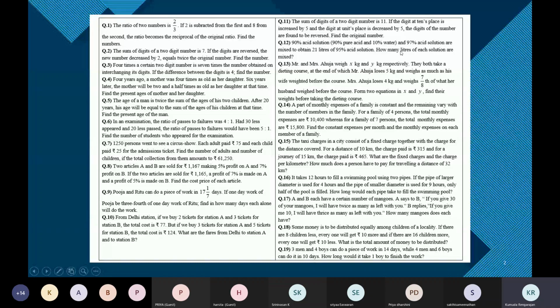90% acid solution and 97% acid solution are mixed to obtain 21 liters of 95% acid solution. How many liters of each solution are mixed?